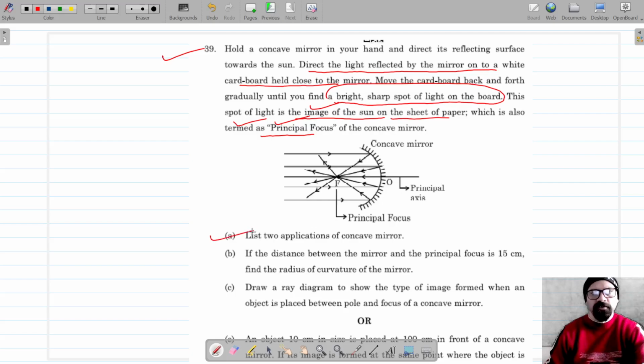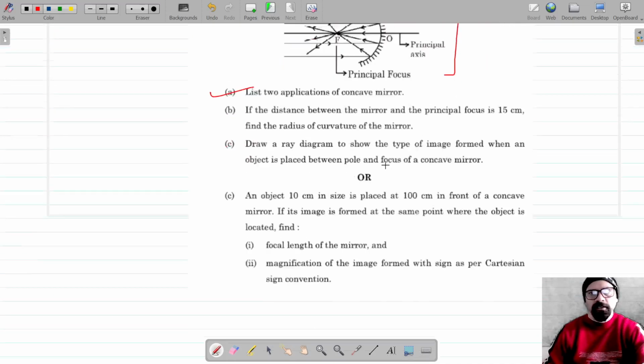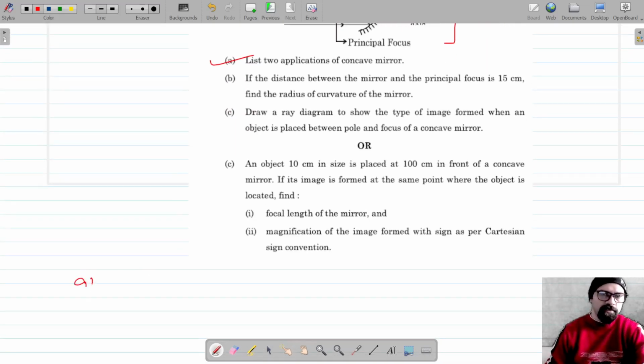Now, we have to list two applications of the concave mirror. To give two applications, we know concave mirrors are used where you want to magnify or see something as a magnified image. So it's used in torches to get parallel beams of light.